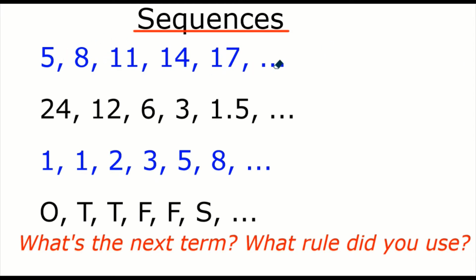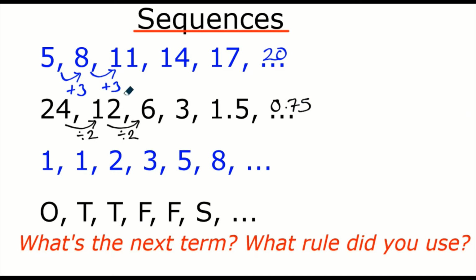Okay, so in the first sequence, hopefully you spotted all we're doing to get from one term to the next is adding 3. So the rule that we used was adding 3, and the next term in that sequence would be 17 add 3, which would be 20. For the second sequence, again, the same thing was happening each time. We were just dividing by 2, so the rule was dividing each term by 2 to get the next term, so 1.5 divided by 2 would be 3/4, or 0.75.